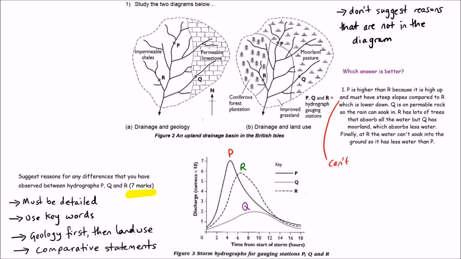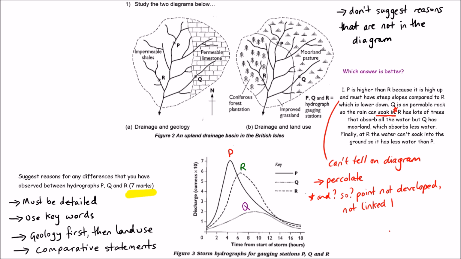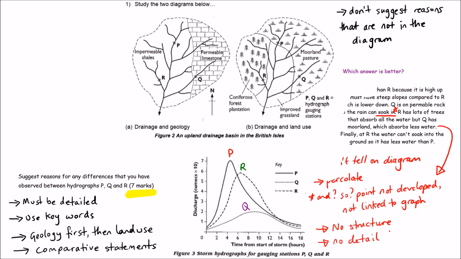The first thing I would say about this answer is that you can't tell on the diagram that there's any steep slopes, okay, so don't make stuff up. Secondly, they've really missed an opportunity to use keywords. They've said soak in, but they could have said percolate. And then they haven't developed this point, okay, they haven't linked it to the hydrograph. They haven't said what impact the fact that it's impermeable will have on the shape of the hydrograph. They've made the same mistake in the next sentence, and overall their answer doesn't really have much structure. It's not very clear, and there's definitely not enough detail to get 7 marks.